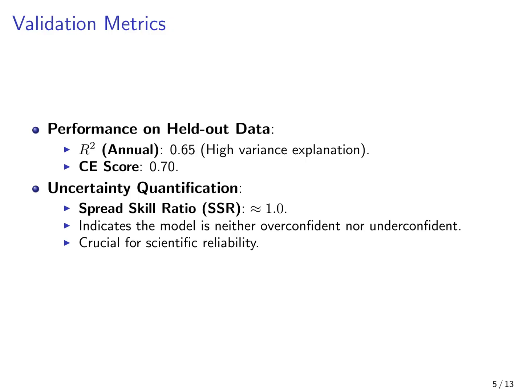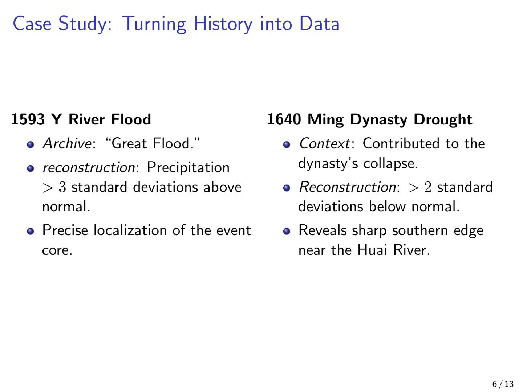But the one I really want you to look at is the SSR, the spread skill ratio. It's hovering right around 1, and that's fantastic news. It tells us the model has a good handle on its own uncertainty. It's not being overconfident or underconfident, which for a scientific model is absolutely essential. Okay, so we've established the method is solid.